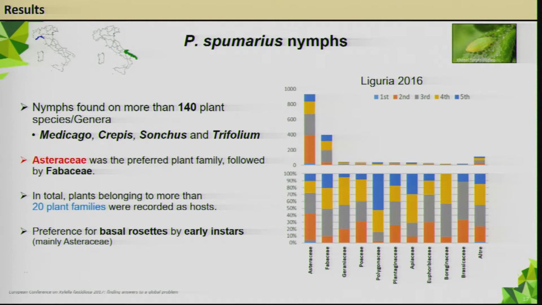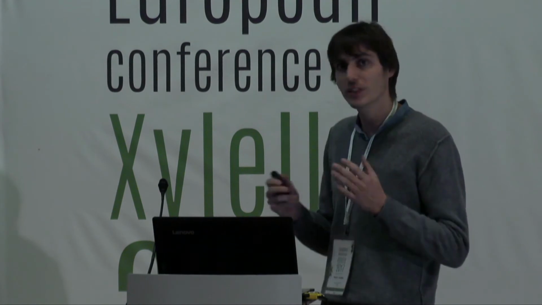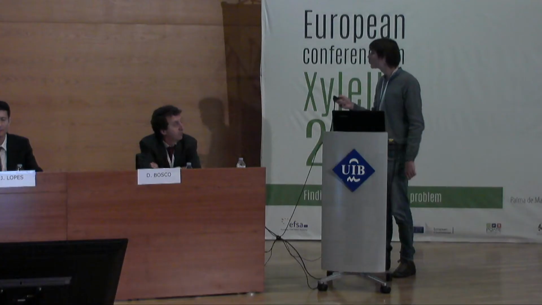analyze the data at a higher level, at the plant family level, with Asteraceae being the preferred plant family, followed by Fabaceae. In total, more than 20 plant families were recorded as hosts, and it's interesting that the Asteraceae were really preferred, with 40% of the early instars, the first and in particular the second. This is probably because of the typical basal rosettes of Asteraceae that protect the early instars from desiccation.